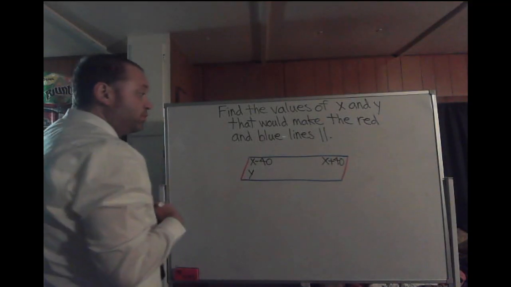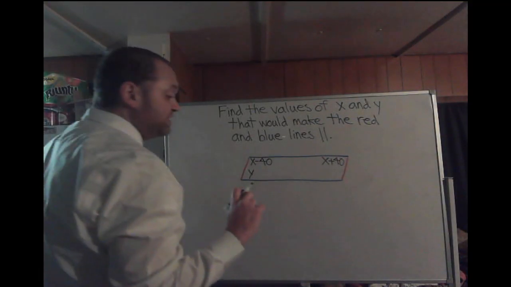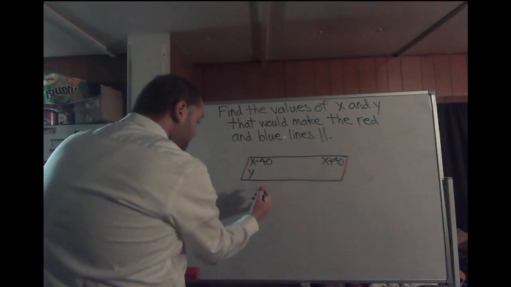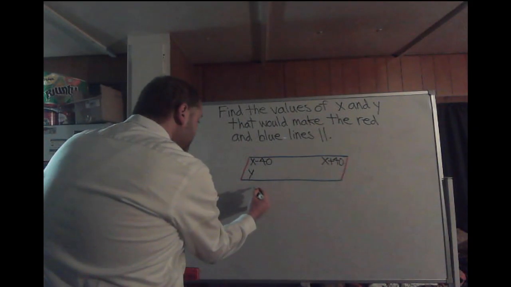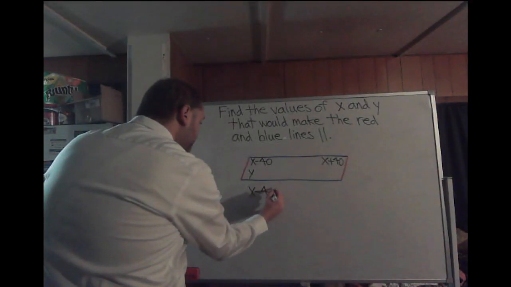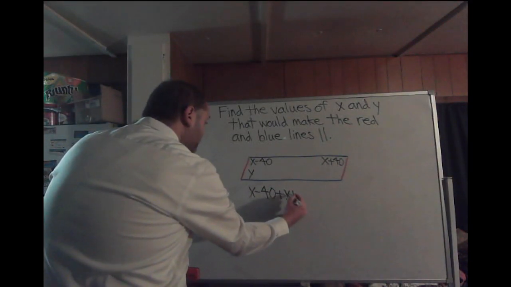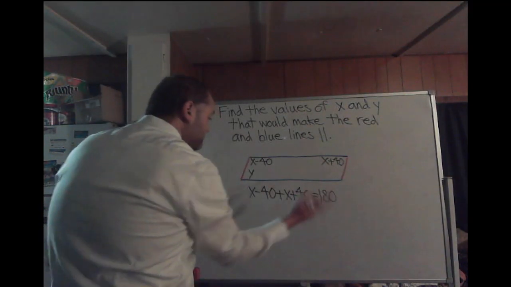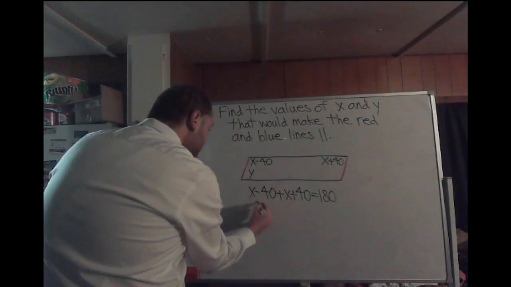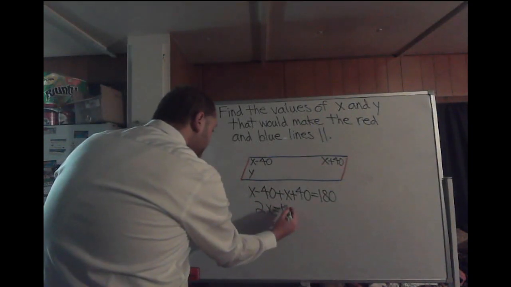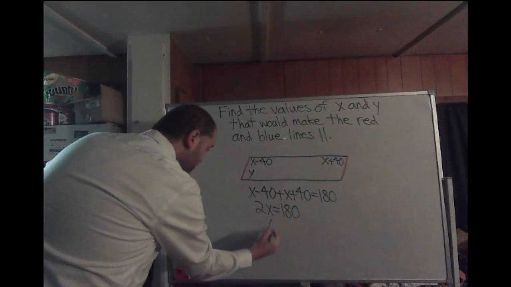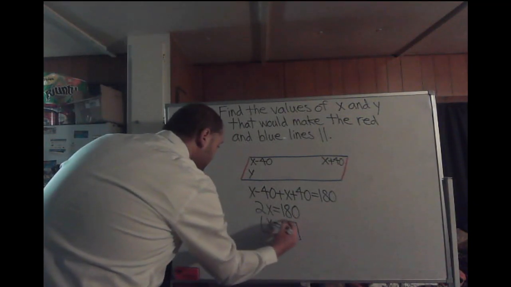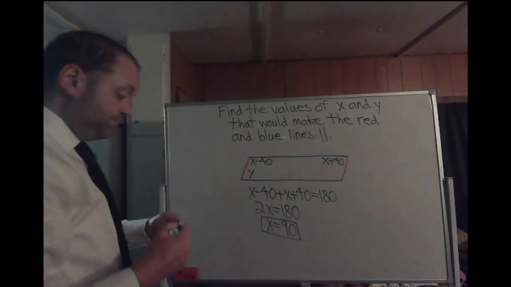So x minus 40 and x plus 40 are same side interior angles, which means they're going to be supplementary to each other and add up to 180. So let's take x minus 40 plus x plus 40. We'll set those equal to 180 since they're supplementary, which would just mean you get 2x is equal to 180, which would just mean x equals 90. So the value of x that we're looking for would be 90.